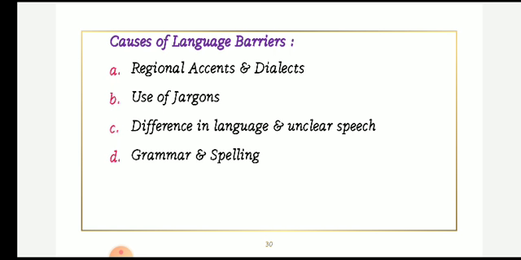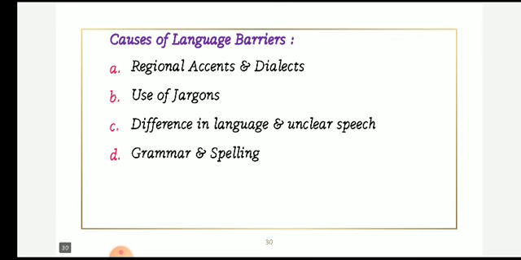A person is typing some words, for example, dawn and done. Now I have done this work. If a person is typing this word done, what is the spelling of done? It should be D-O-N-E. But if the person typing has typed it as D-A-W-N, it means dawn. So the meanings of both words are completely different.